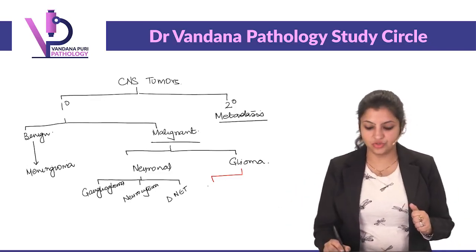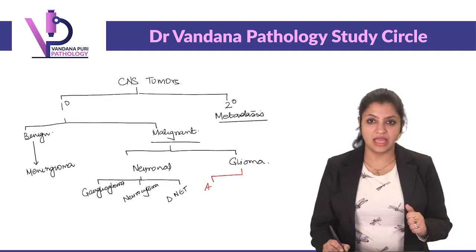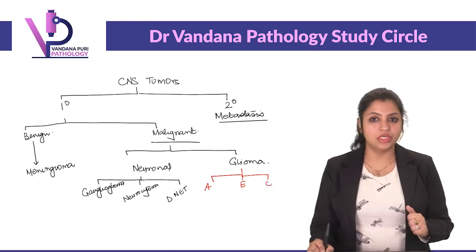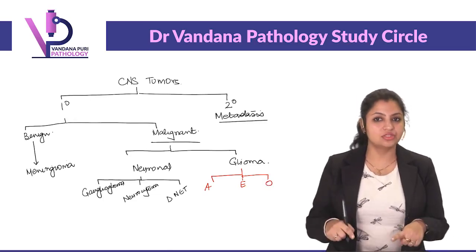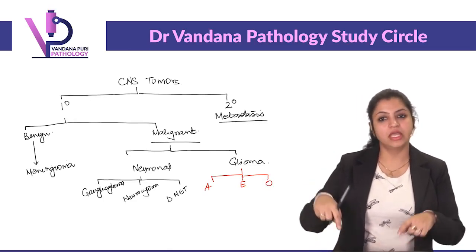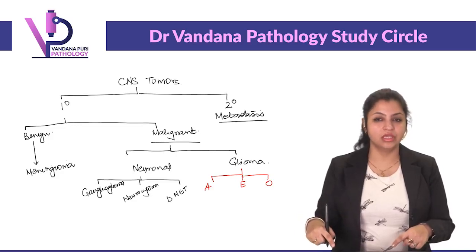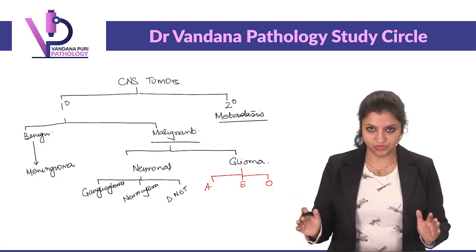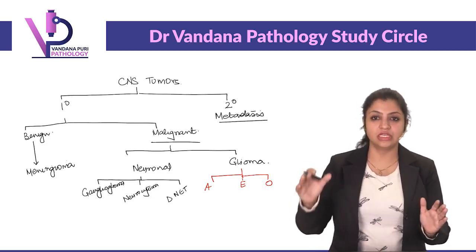Whereas gliomas can be characterized into three tumors. What are the three? Astrocytomas, ependymomas, and oligodendrogliomas. So that is the basic configuration of CNS tumors. First, you should be very, very clear about it.